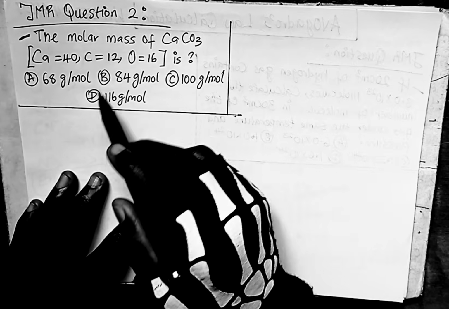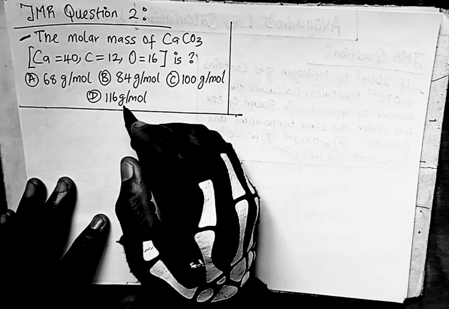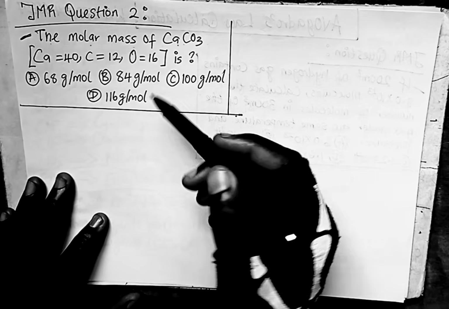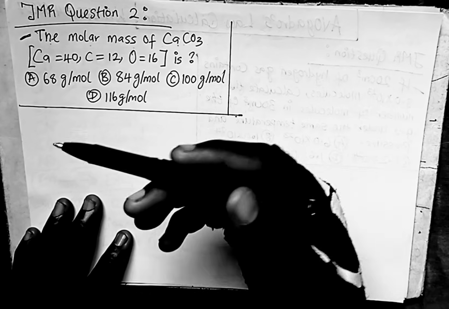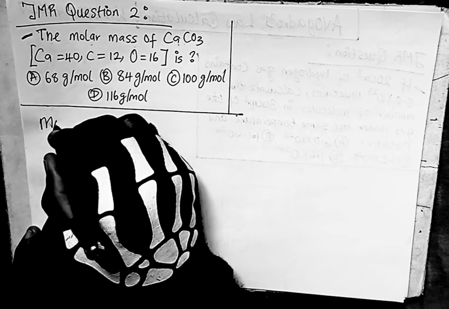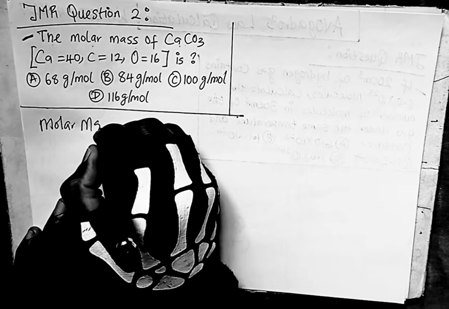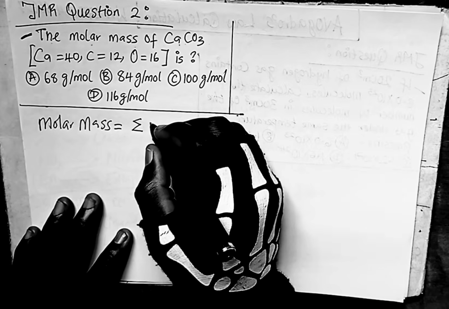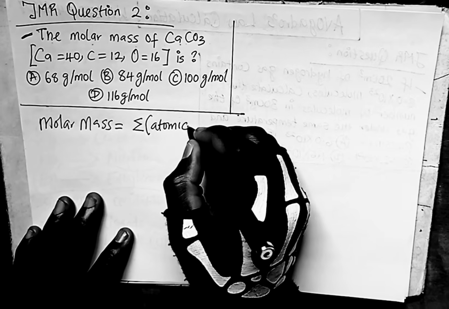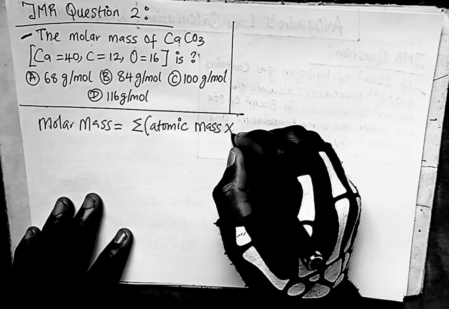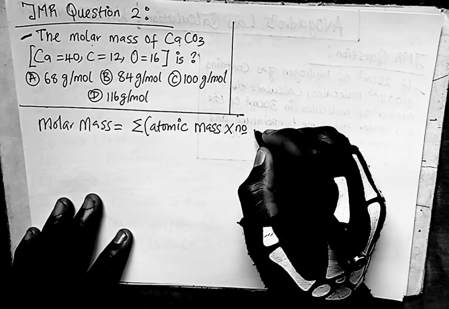Now let's look at JAMB repeat question 2 under stoichiometry. Okay, the question 2 here reads, the molar mass of CaCO3 is what? Very cheap question. I already taught you how to solve molar mass, but let's solve. The formula to calculate molar mass is equal to the summation of atomic mass times the number of atoms.